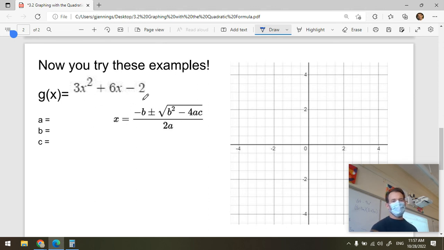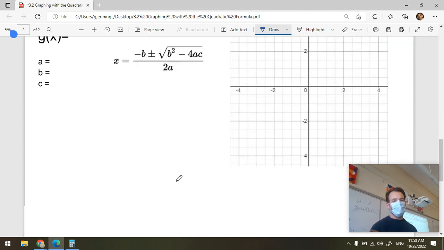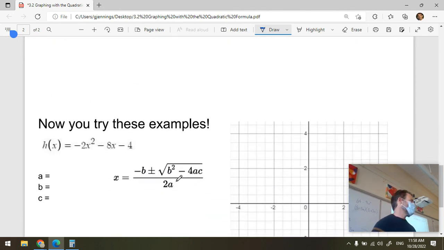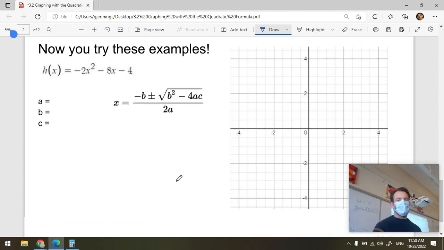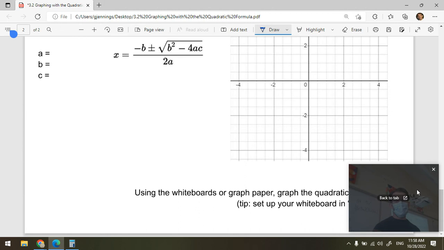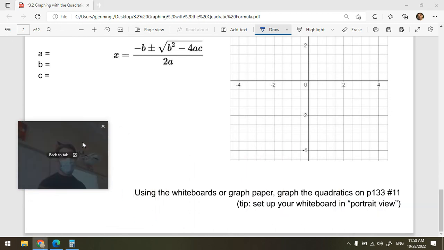So flip it over, and you all try these examples. Try this one. G of x is equal to that. See if you can get a good graph of it over there, extracting your a, b, and c from here, using the quadratic formula, and then finding the axis of symmetry, find the vertex, and then try this one. After you're done those two, show them to me, and then you can also grab the whiteboards. We have new graphing whiteboards, and try graphing the quadratics that are on page 133, number 11.